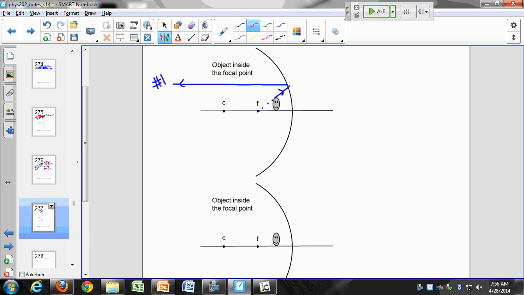Oh my gosh, what is ray number 2? Oh, parallel to the axis. I'm sorry, that was ray number 2, wasn't it? Through the focal point and parallel to the axis? Is that right? Yeah, I'm sorry, I got this mixed up. So this is actually number 2.